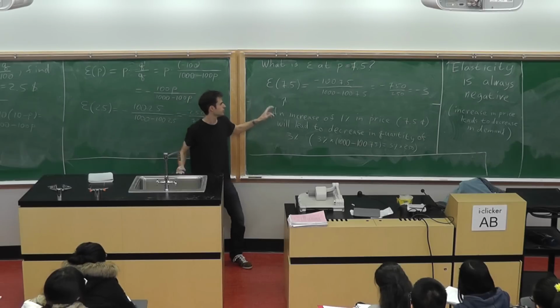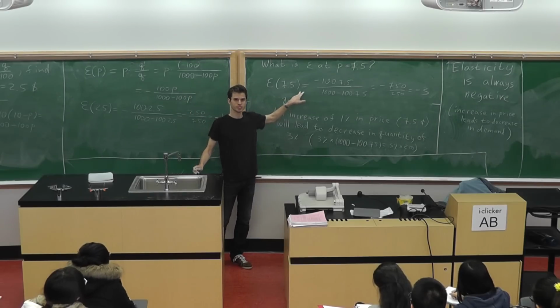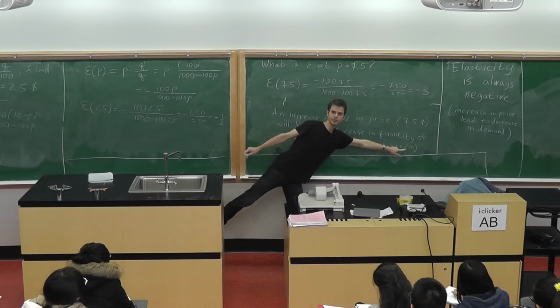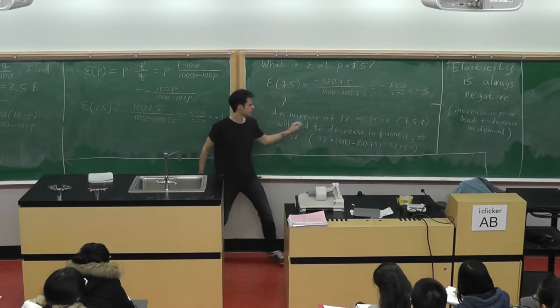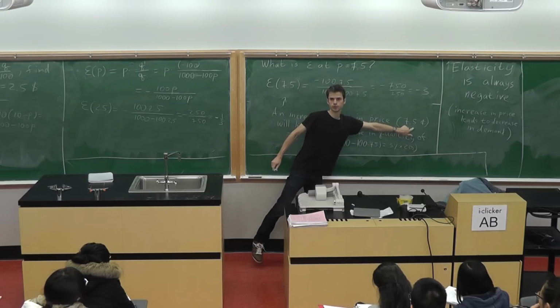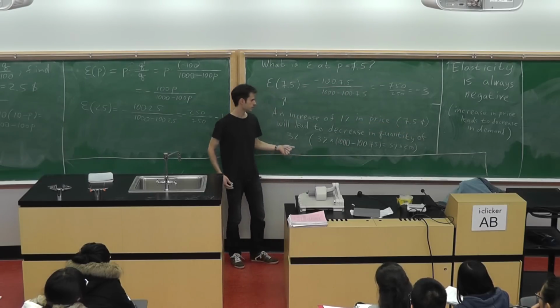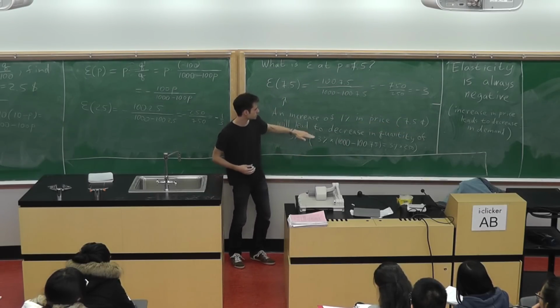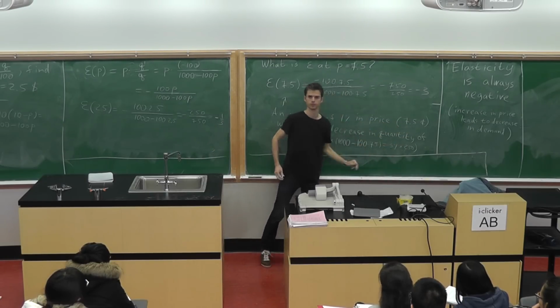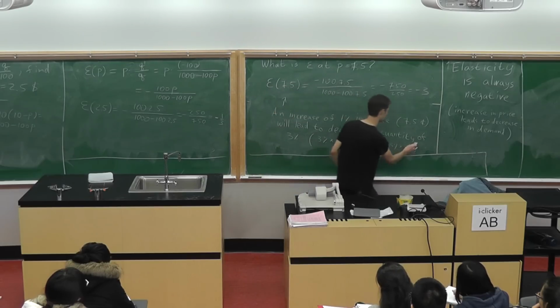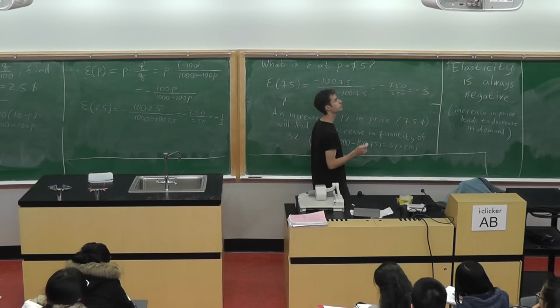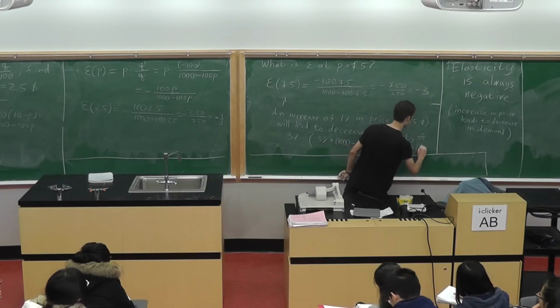So once again, the quantity that you will be selling at this price level will be 250, and an increase of 1% of price, so 7.5 cents, will lead to a decrease in the quantity of 3% of this 250, which is 2.5 times 3, 7.5 units.